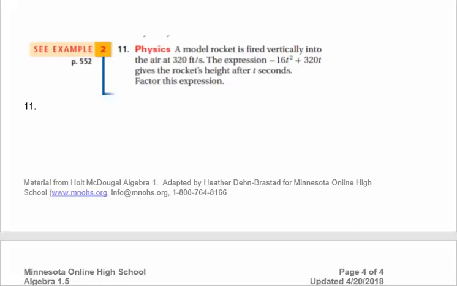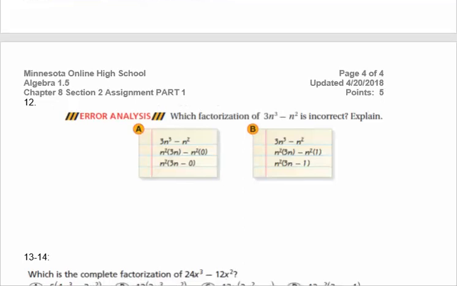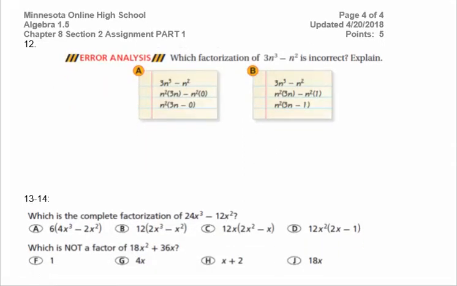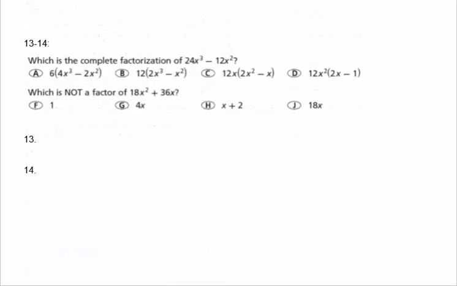And then there's an application problem, which, as you might expect, you would also be trying to factor out the greatest common factor from the expression negative 16t squared plus 320t. Whoops, I typed that wrong. Factor that. Factor out the greatest common factor. And then at the end, there's a few more questions just asking to show your understanding of this topic.